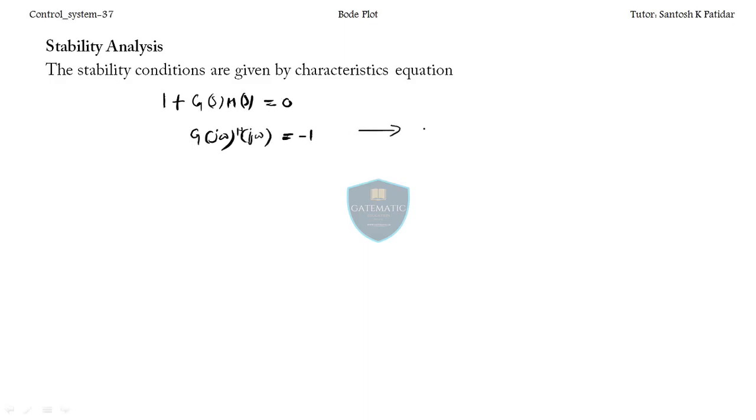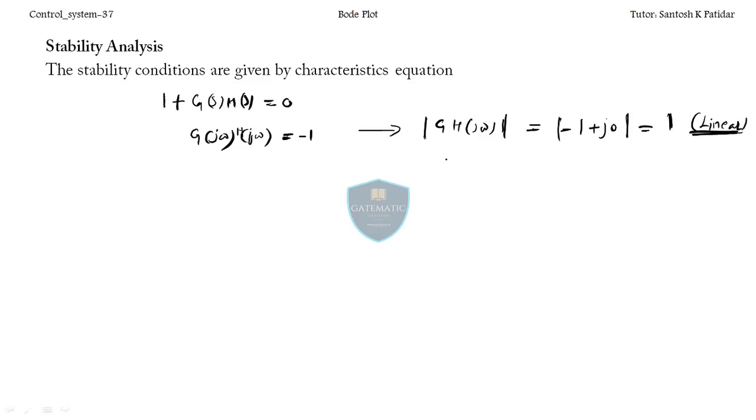G(j omega) H(j omega) minus 1, isn't it? Now if I take the magnitude of this, the magnitude you have to take. So the magnitude of minus 1 plus j0, can I say, this is nothing but 1, isn't it? So this 1 is in the linear scale we are talking about. Okay, I'll show you what the linear scale is.